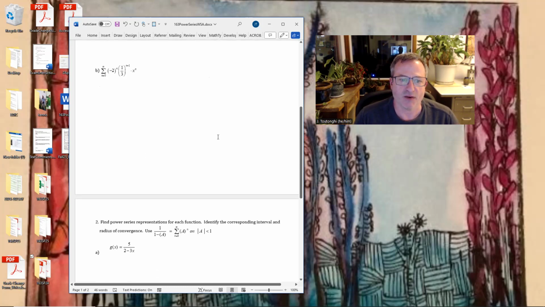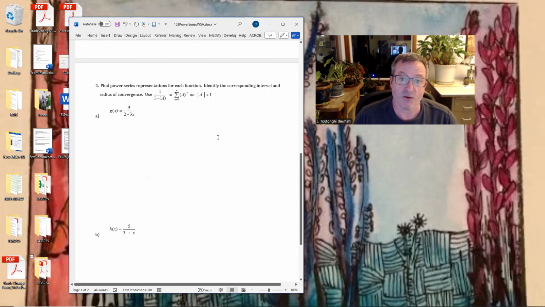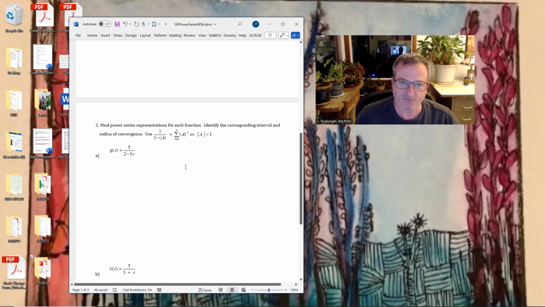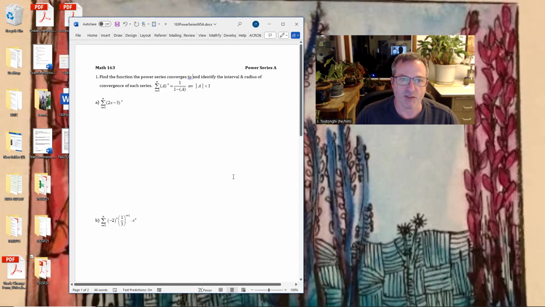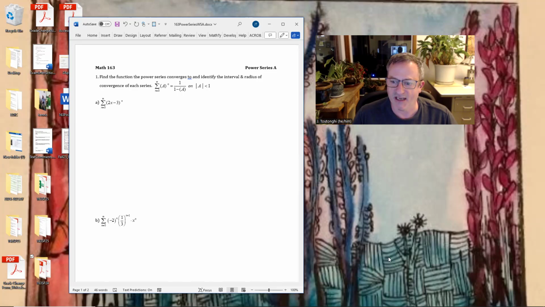The next 2 problems are going to be going the other way. We're going to be given the function. We're going to try to rewrite it in this format, 1 over 1 minus something, or 1 minus a, and then that will allow us to get the power series going and the radius of convergence. And we're going to go backwards, given the function, determine what its power series is and what radius of convergence that would be. Okay, so this first problem, sum from n equals 0 to infinity, 2x minus 3 to the n.